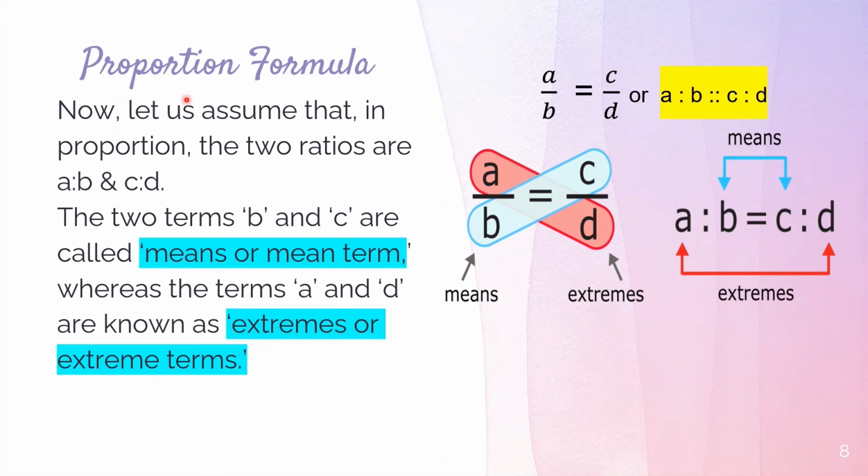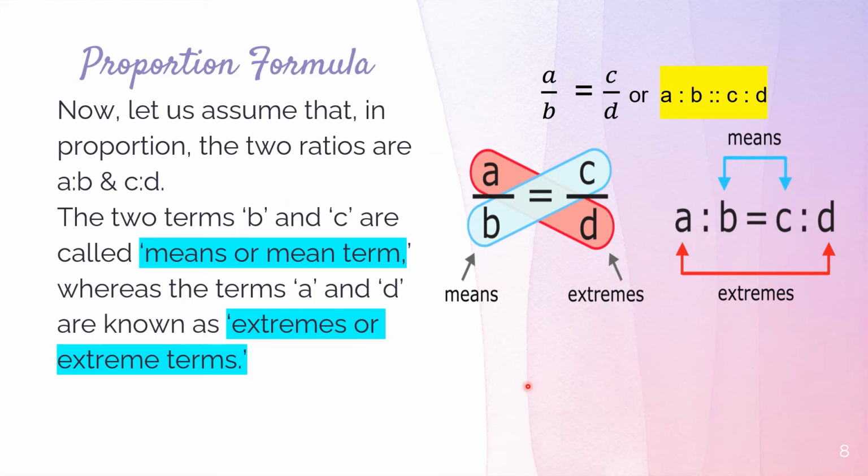So what is the proportion formula? Let us assume that in the proportion, the two ratios are A is to B and C is to D. If we have a fraction A upon B, which is equal to C upon D, we can represent it in the form of ratios and proportions. So we would write A is to B is proportionate to C is to D, right? And we also know that there are 4 terms in it.